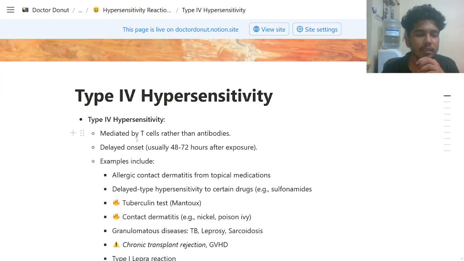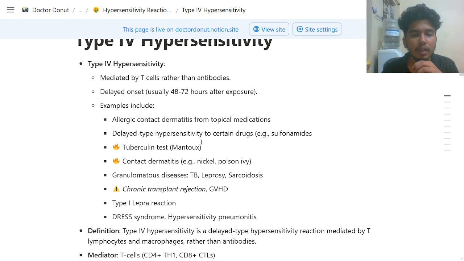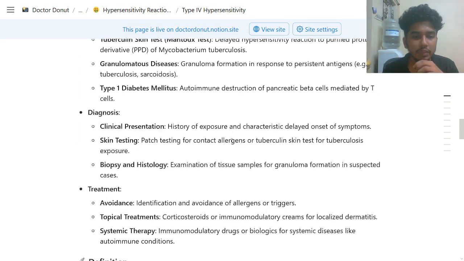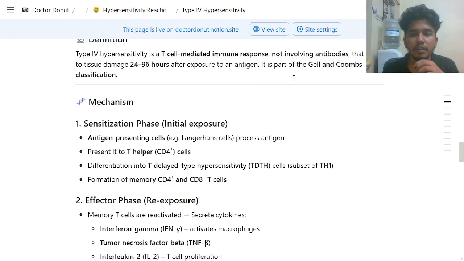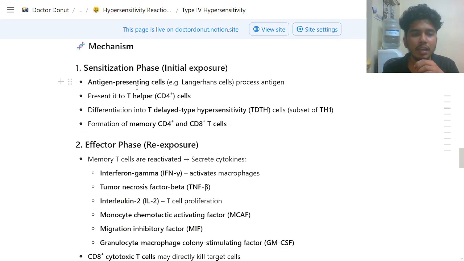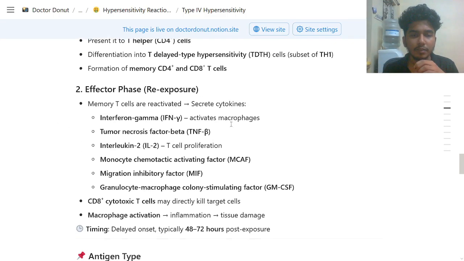So, the fourth type is delayed. It has a delayed onset, and it's mediated by T cells, not antibodies. So we're going to go down directly, ignoring all this. There are phases. The sensitization phase is the initial exposure. Antigen presenting cells like Langerhans cells process the antigen and present it to the T helper cells. This differentiates into the delayed type hypersensitivity T cells, which are a subtype of Th1, T helper cell 1. This leads to the formation of memory CD4 and CD8 T cells.